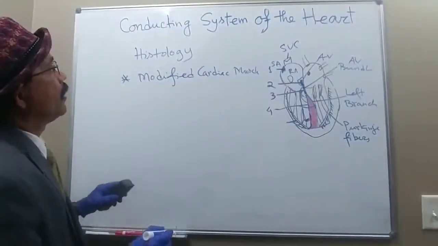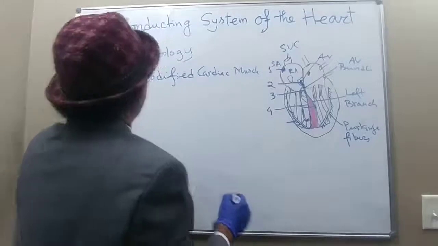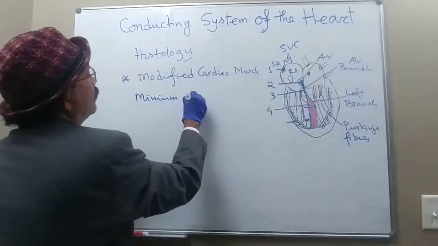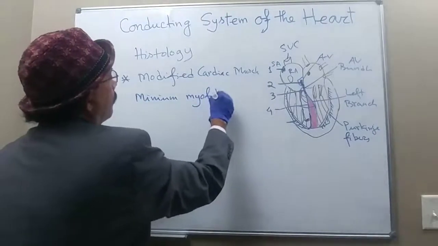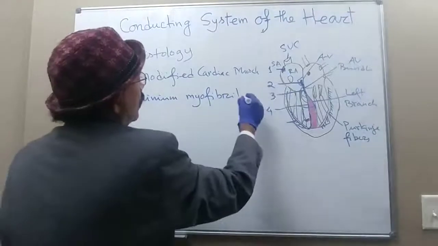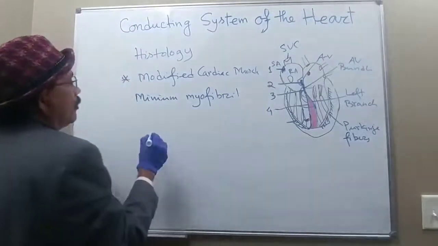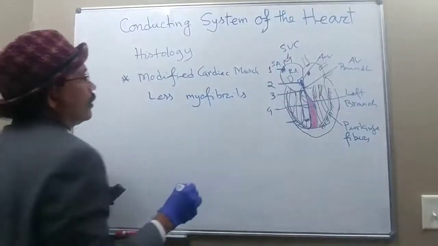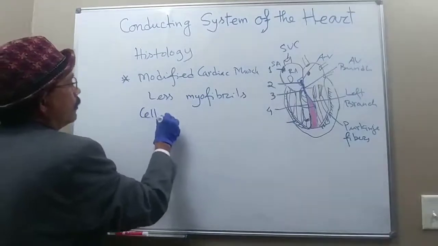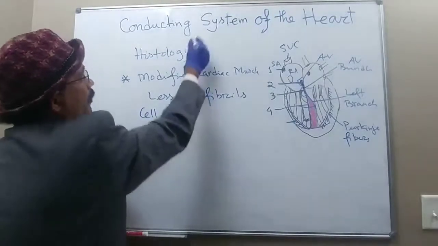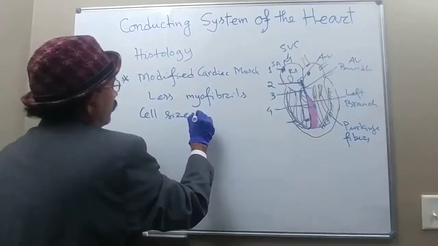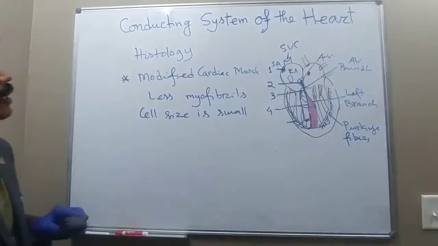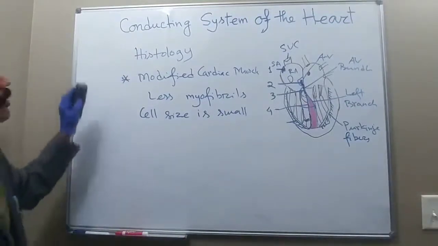Okay, so these are modified cardiac muscle, and they have minimum myofibrils compared to other regular cardiac muscle. You can say less myofibrils. Cell size is also small. They are modified cardiac muscle cells. Cell size is small. So that is the histological characteristic of the conducting system of the heart.